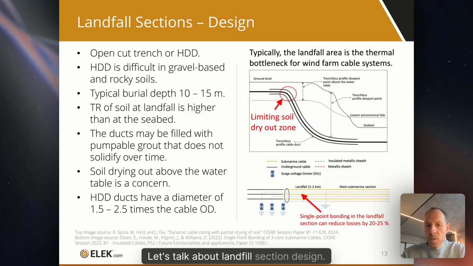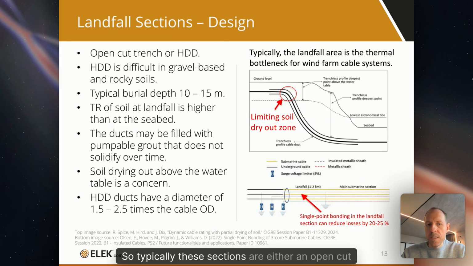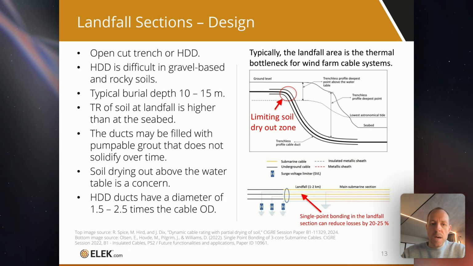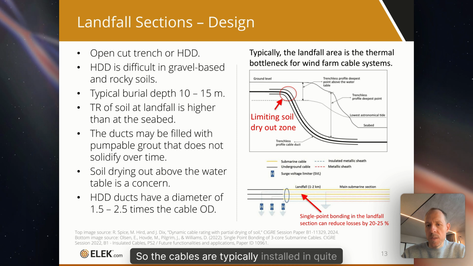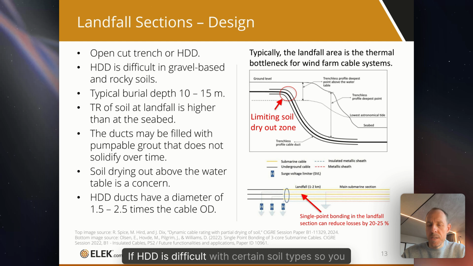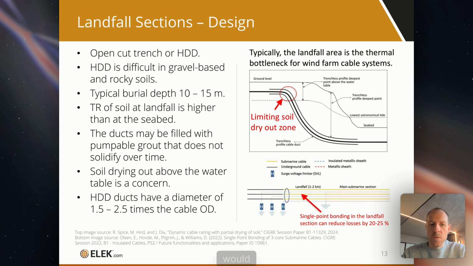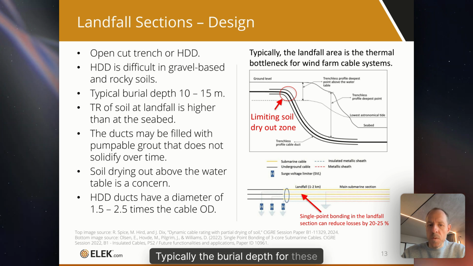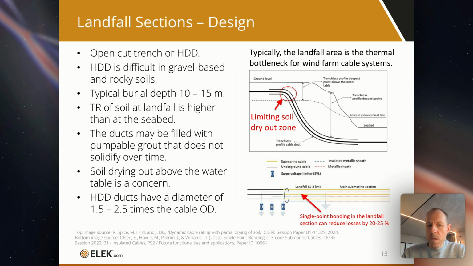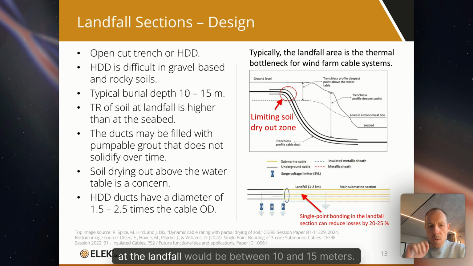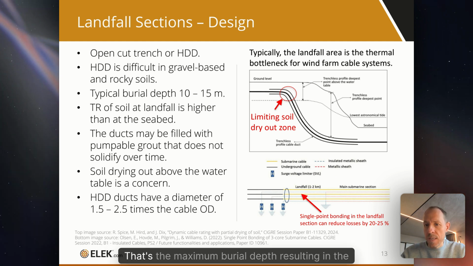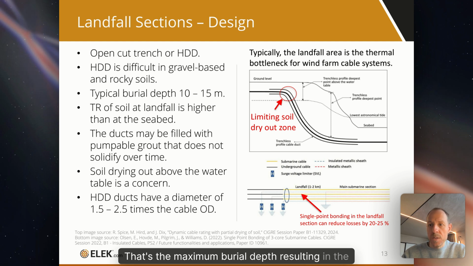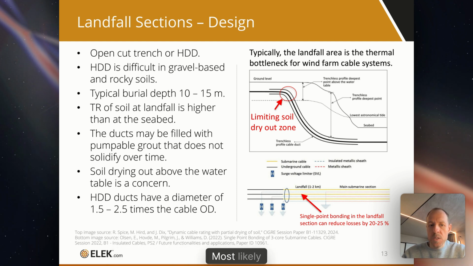Let's talk about landfall section design. So typically these sections are either an open cut trench or horizontally directionally drilled with ducts. So the cables are typically installed in relatively large ducts. If HDD is difficult with certain soil types, the preference would be to use open cut trench. Typically, the burial depth for these cables at the landfall would be between 10 and 15 meters. That's the maximum burial depth, resulting in the lowest current rating, most likely.